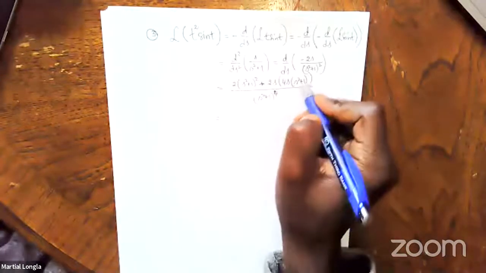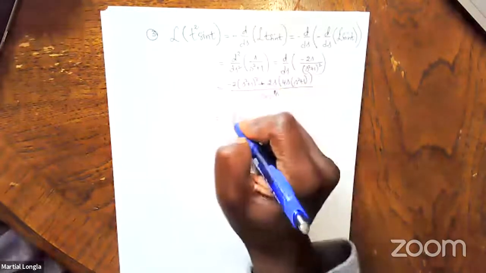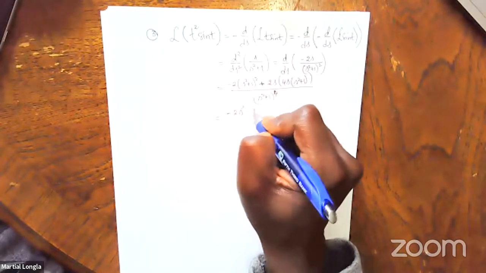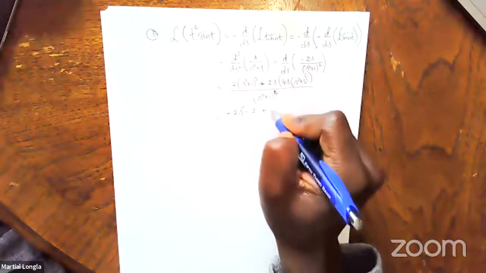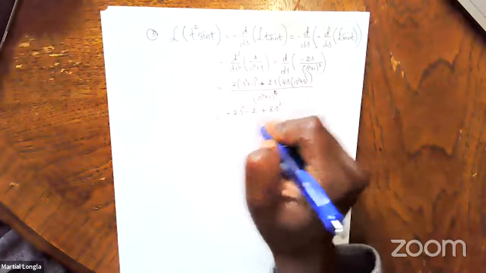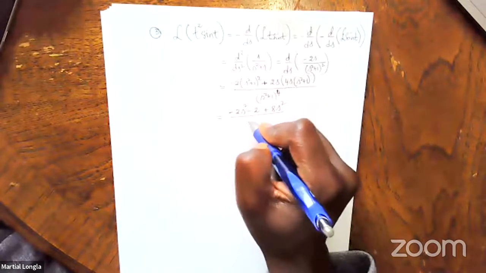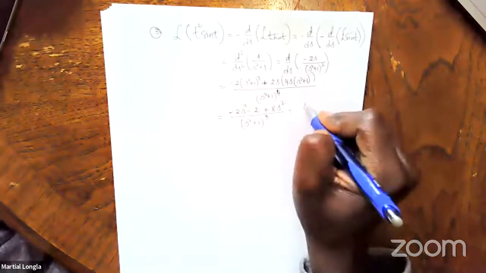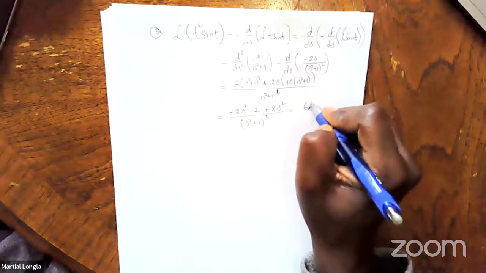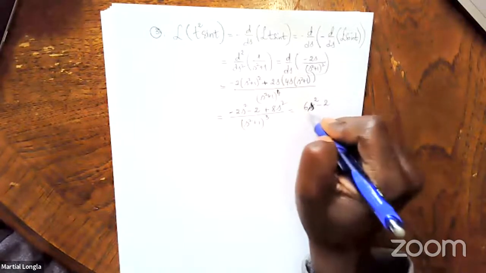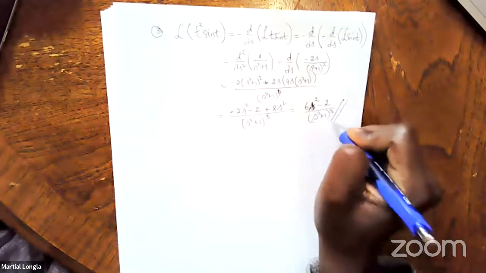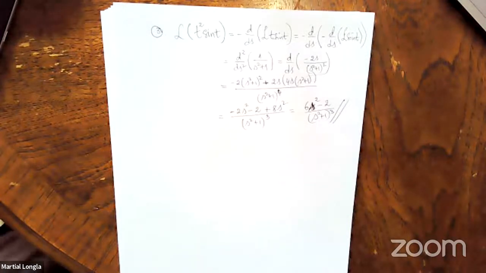And that gives you, you can cancel one of the s squared plus 1, so you get negative 2 s squared minus 2 plus 8 s squared over s squared plus 1 to the power 3. And that gives you 6s squared minus 2 over s squared plus 1 cubed. That's how you would find the Laplace transform of t squared sine of t.